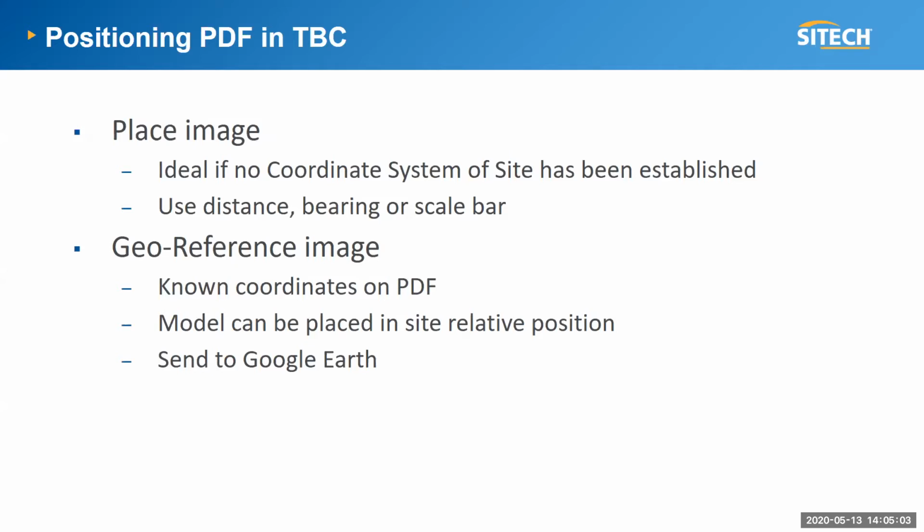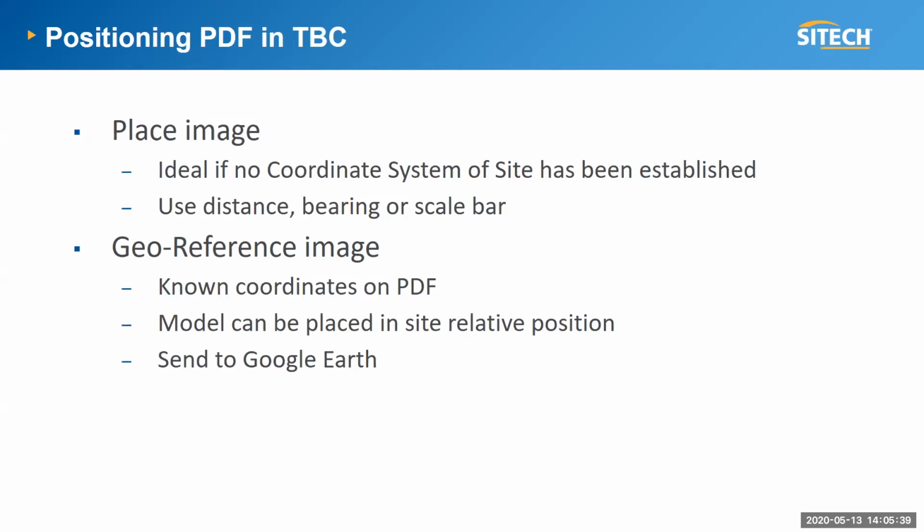And the second way of positioning would be to georeference it. If you have known coordinates on the drawing, if you know the position of certain features on the drawing, you can then georeference that image, where it's going to shift it, scale it, and orientate it for you. And then you can bring in the information and start building a model in the correct position, which you could then send to Google Earth and visualize it there.